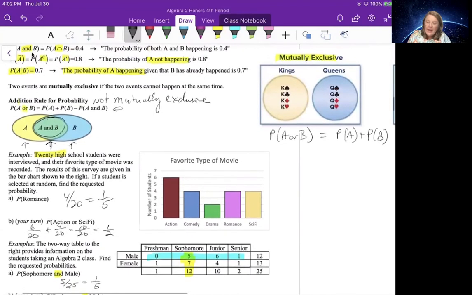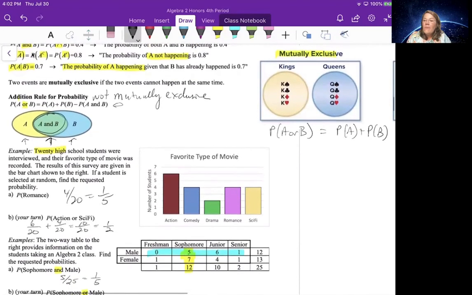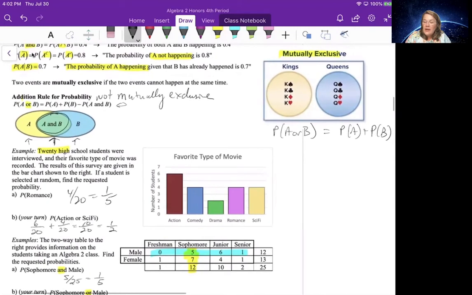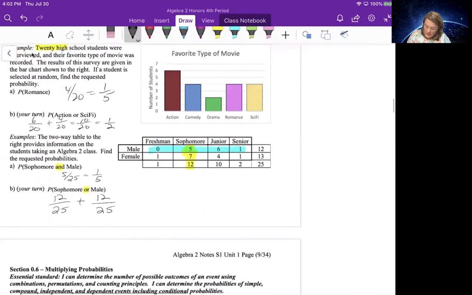Now what do I have to do? I have to subtract the portion of students that are both male and sophomores, and what is that? That is 5. So I have to subtract the 5 out of 25. And that will give me 19 out of 25. That's one way to approach it. That's the way that the equation just showed you. But there's another way.